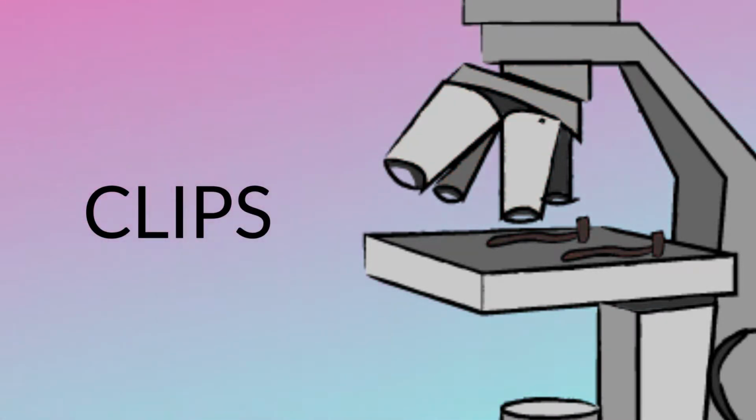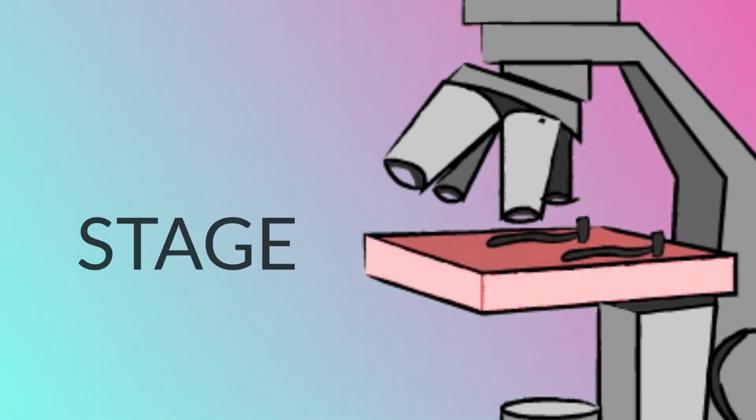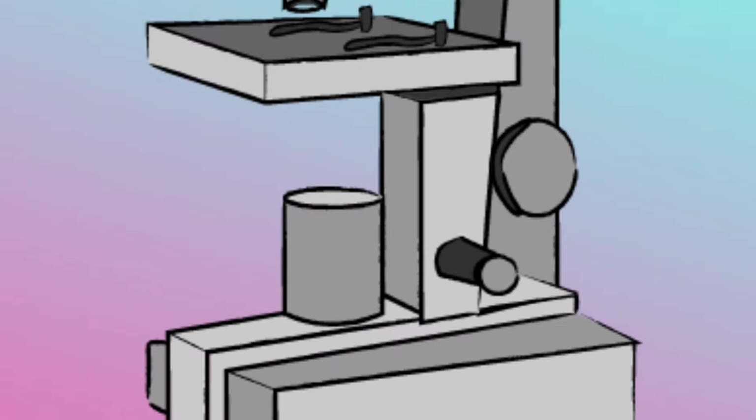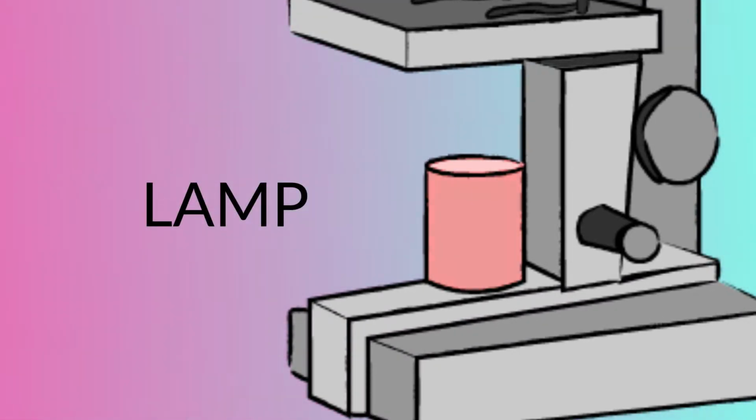The clips hold the slide in place. The stage is where you place the slide. The focusing knobs move the stage up and down, with the coarse knob moving the stage into place, then the fine knob to carefully bring the image into focus. Finally, the lamp, which shines through the slide to see the specimen more easily.